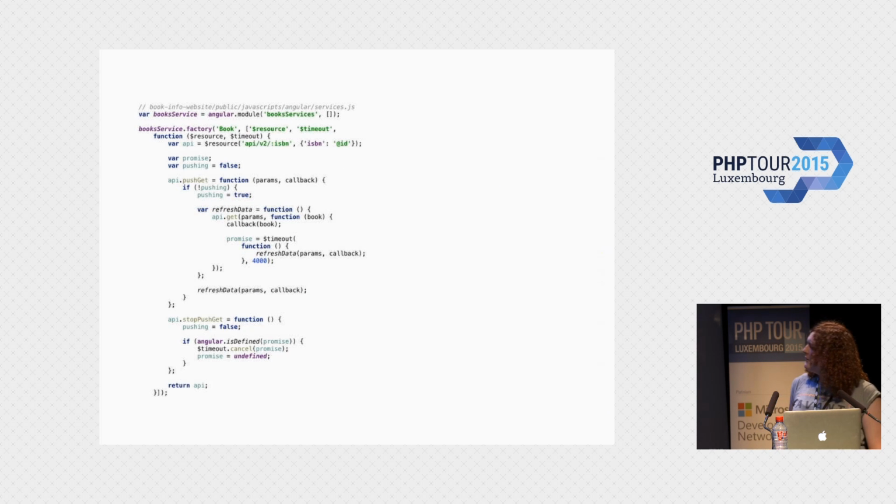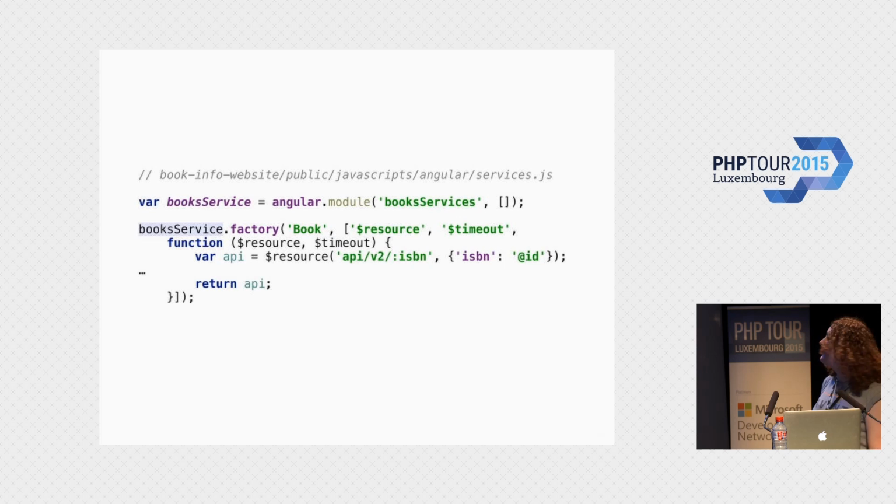Okay, so this is what our model looks like as well. Just really quickly, we're going to reuse a pre-built resource which comes with AngularJS. It's one of their modules. It's optional. You don't have to include it, but I have. And it allows you to make clients for RESTful web services.